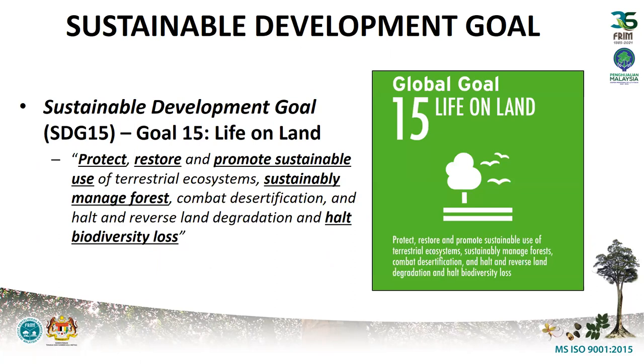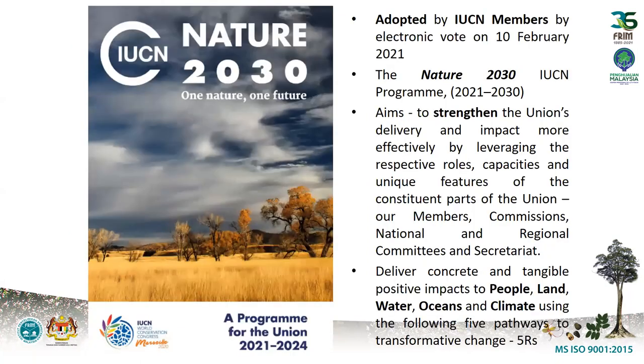Jadi definitely OECM ni akan menyahut kepada Sustainable Development Goal, Goal 15, Life on Land, memang clearly stated protect, restore, promote sustainable use of terrestrial ecosystem and then halt biodiversity loss. Tapi yang very interesting kalau kita tengok Nature 2030 IUCN, yang mana aim dia adalah to strengthen the union delivery and impact more effective by leveraging the respective role. So members in the IUCN, kita nak perkuatkan untuk kita beri satu concrete and tangible impact kepada siapa? People, land, water, oceans and climate.